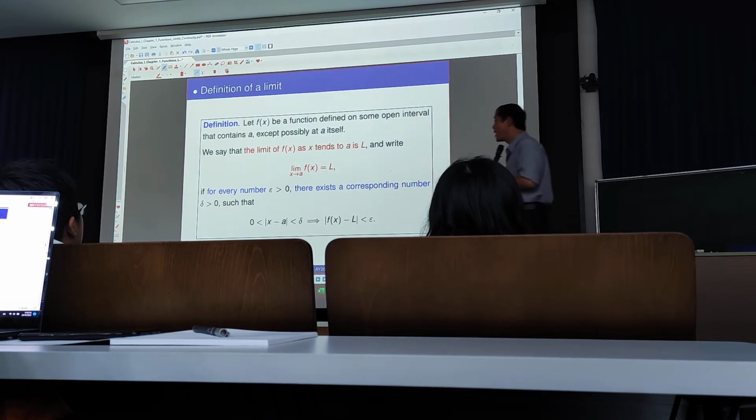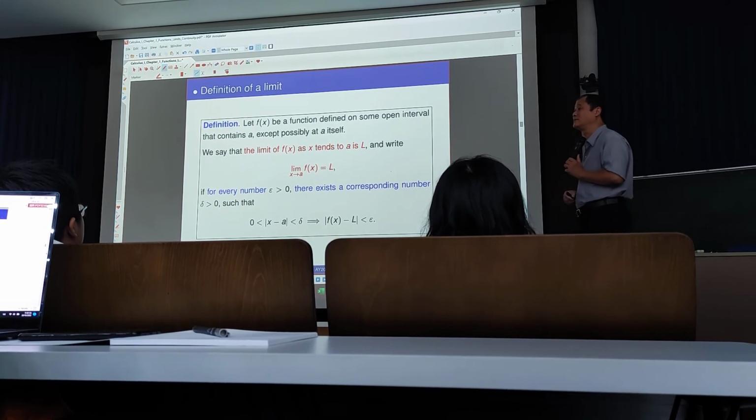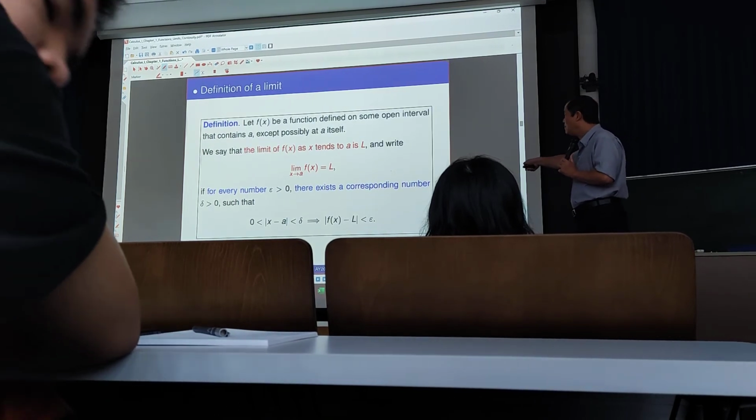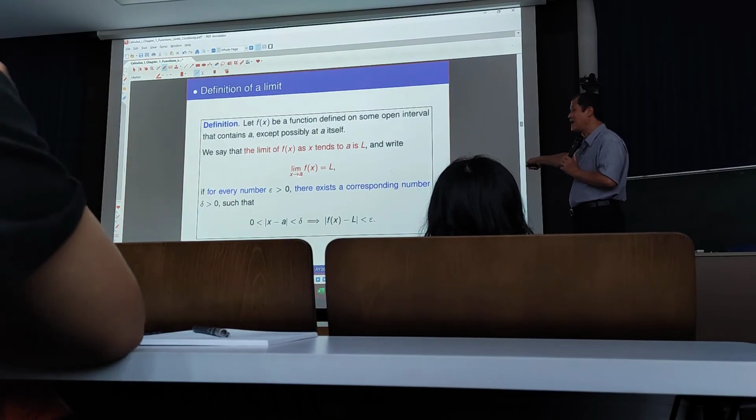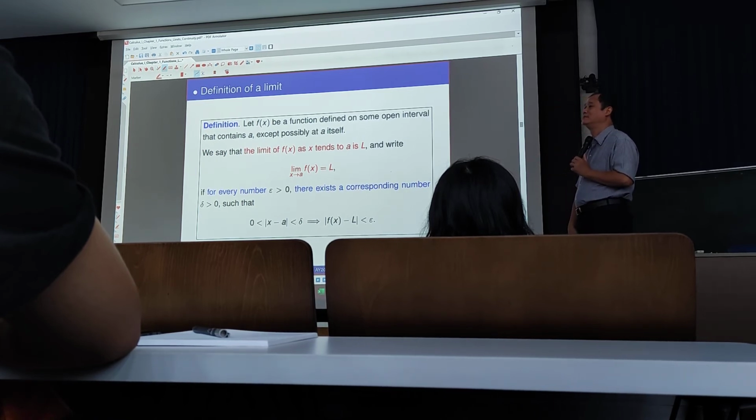You write like this, but you have to understand how to talk about that. The limit of f(x) as x tends to a is L. Đấy là cái cách nói tiếng Anh.